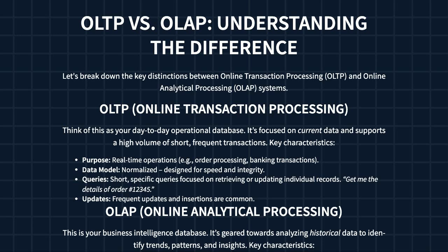On the other hand, OLAP is geared towards analyzing past data and finding trends. It's all about business intelligence and reporting. OLTP uses a normalized structure which speeds up individual record access, while OLAP often utilizes denormalized schemas for faster analytical queries. Essentially, OLTP keeps things running smoothly in real time, and OLAP helps you understand why things are happening.